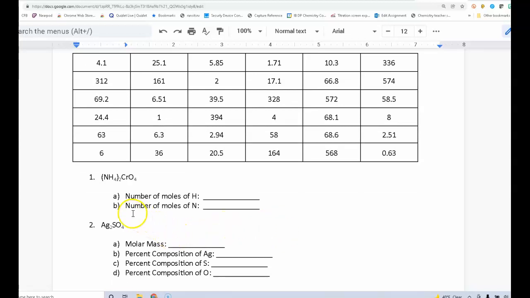Our first question says, determine the number of moles of H in (NH4)2CrO4 and determine the number of moles of N.